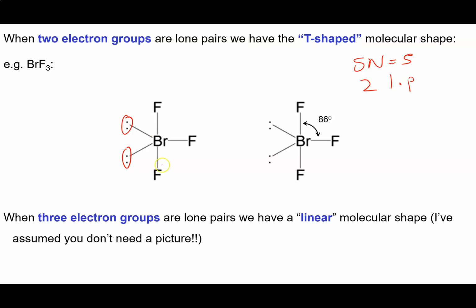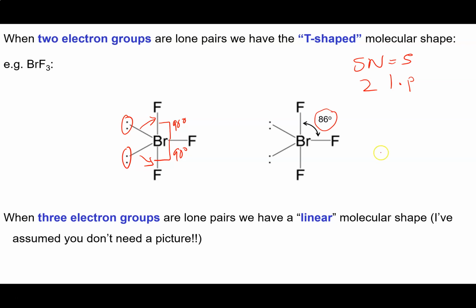In an ideal world, all of our bond angles here would be 90 degrees. Now, what we have to keep in mind is that these guys are extra repulsive, so they push stuff away from them, and so the net result is that these bond angles aren't 90 degrees, they're a little less, closer to 86 degrees.